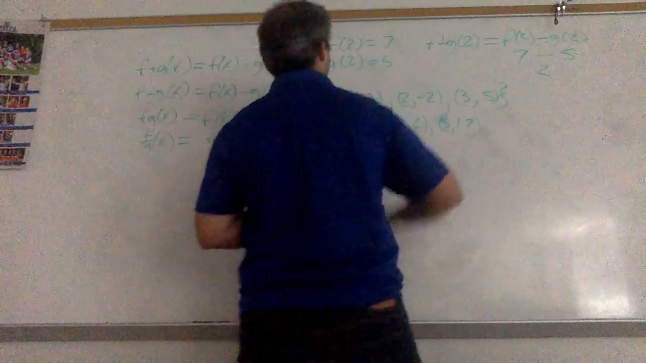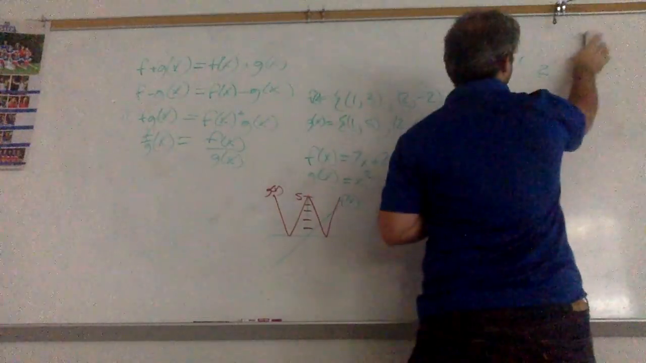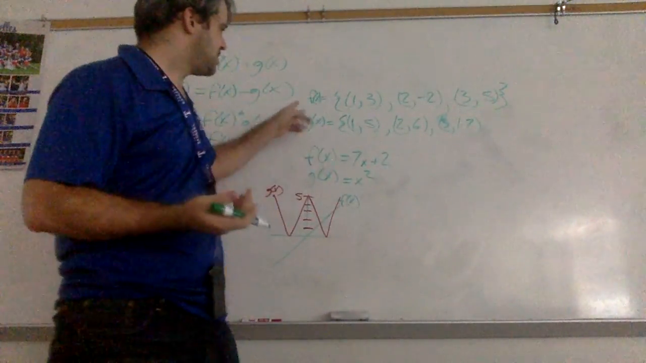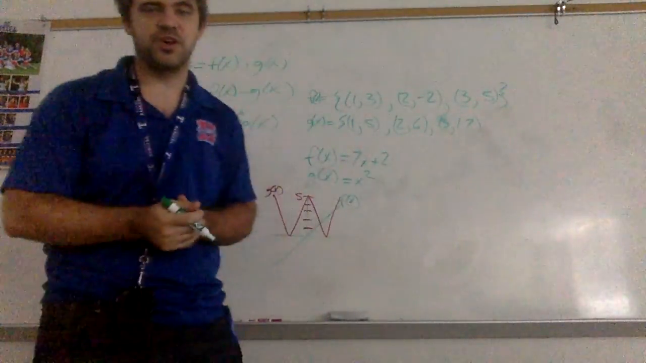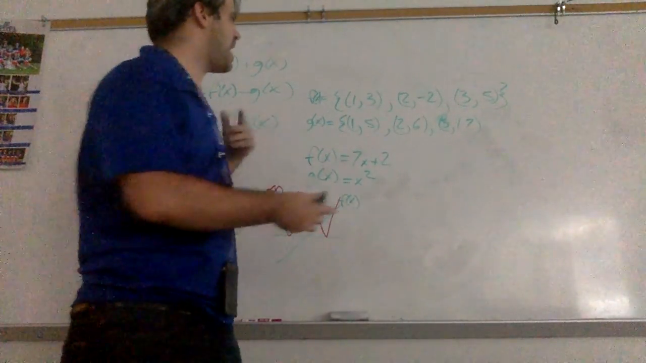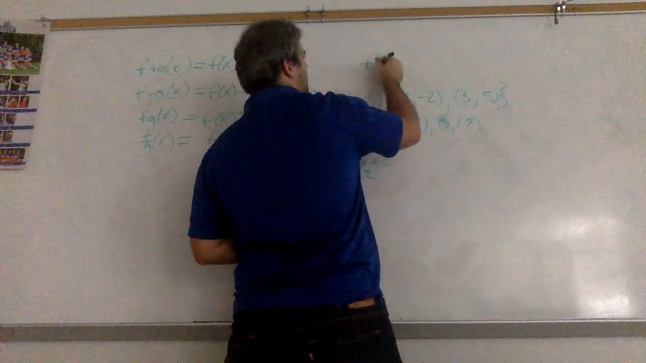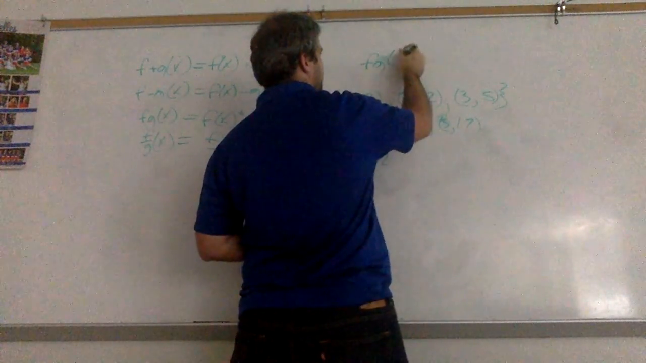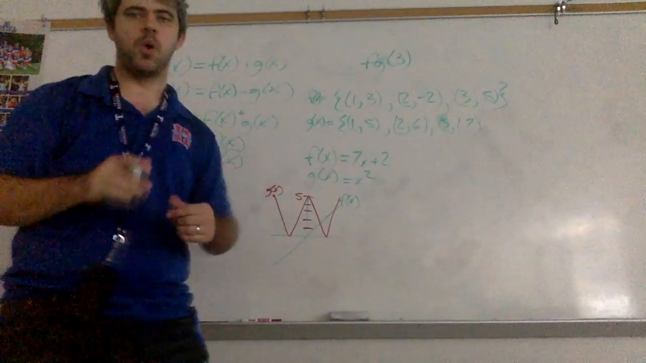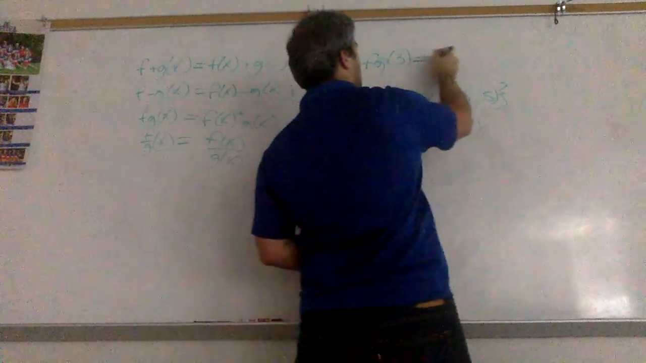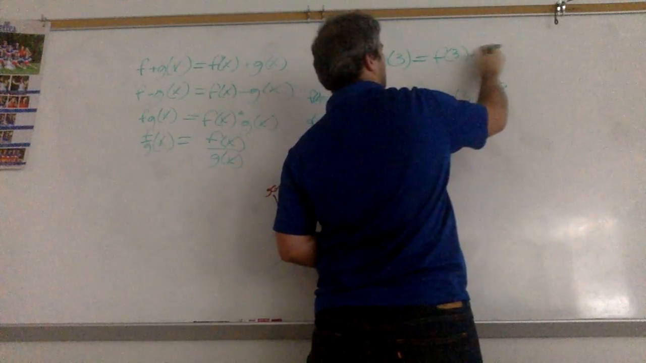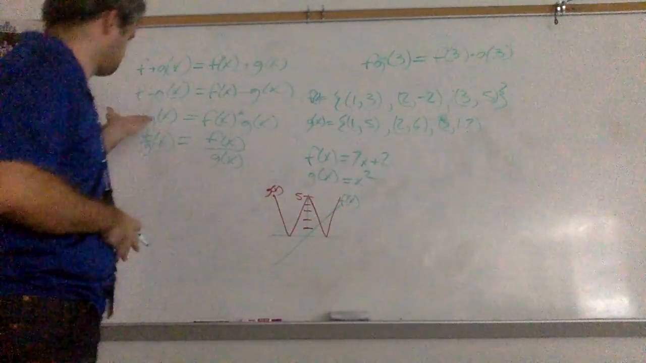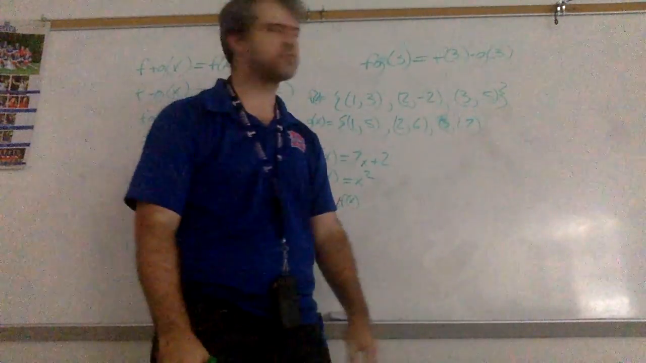Let's try this again, but we're going to do it with a list of ordered pairs. Okay, so let's say they give you these ordered pairs, and that's our two functions here. And they say, okay, can you give me fg of 3? Well, what's fg of 3? That's f of 3 times g of 3. Okay, that's just definition. That's just how we define that expression.